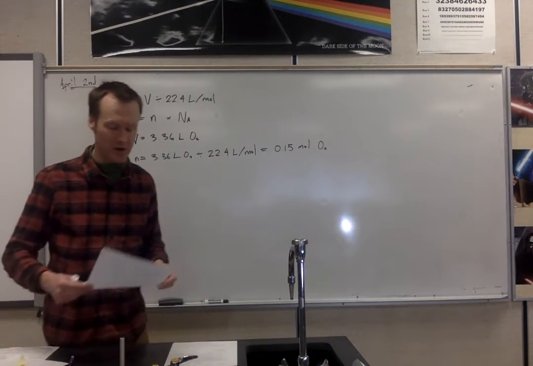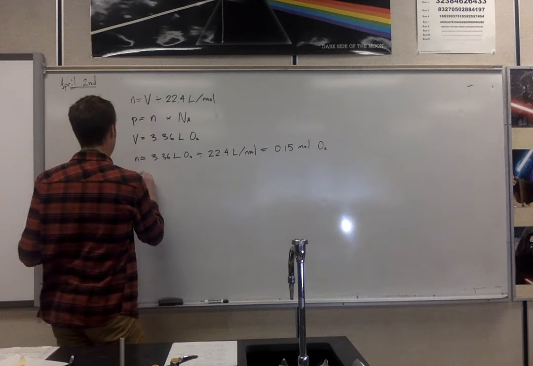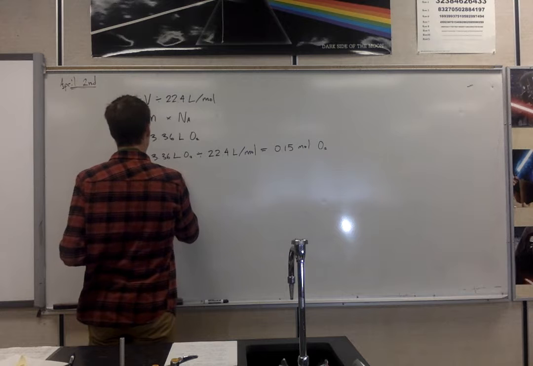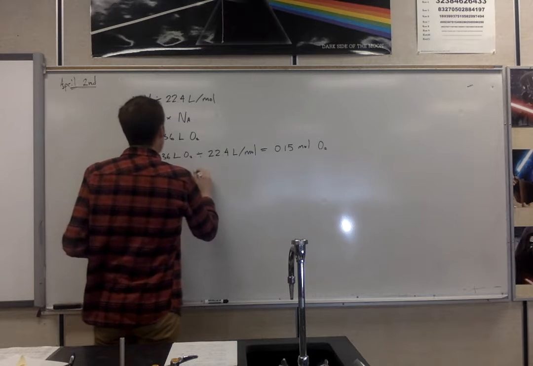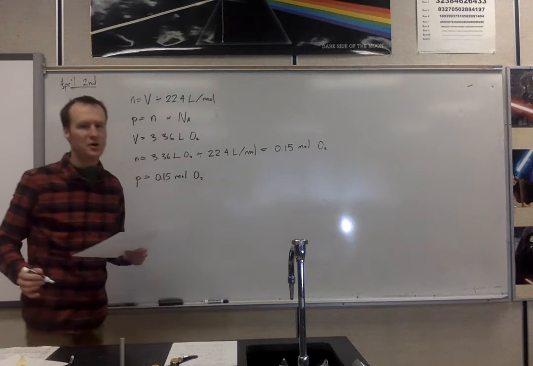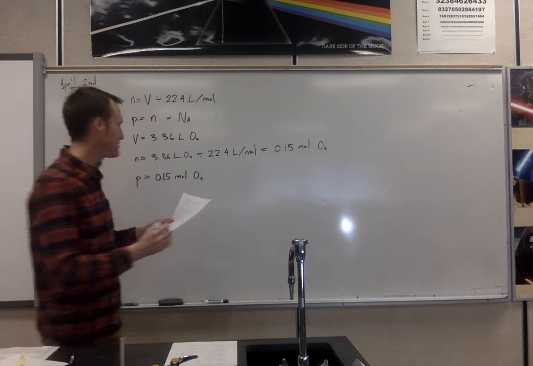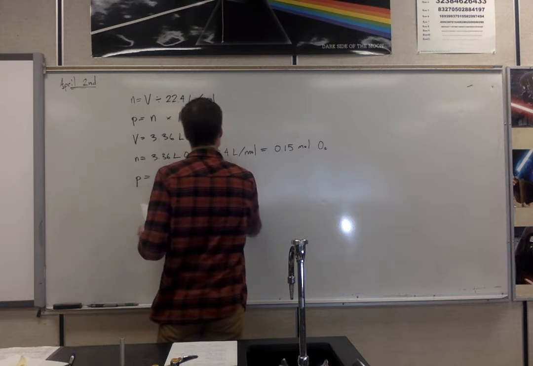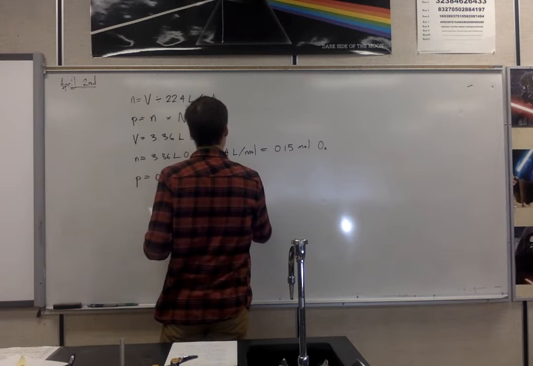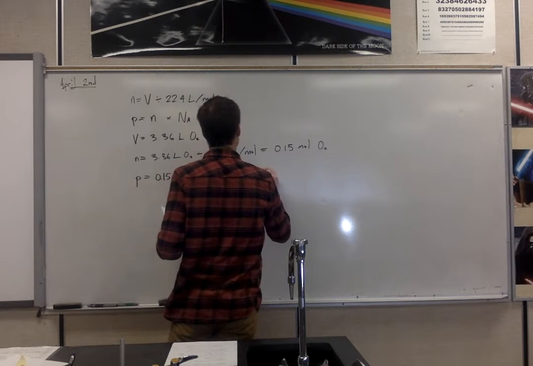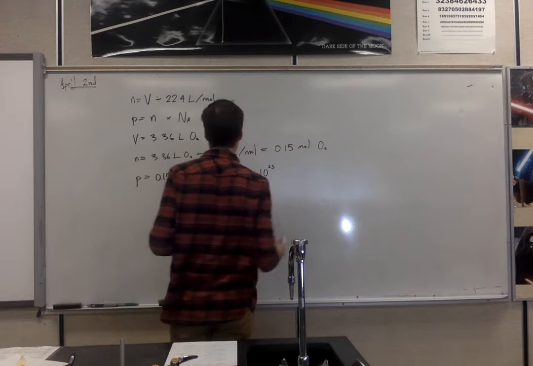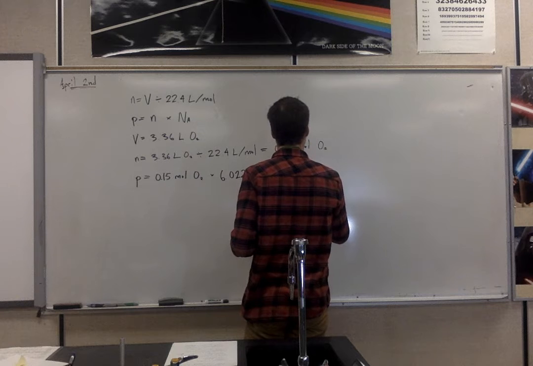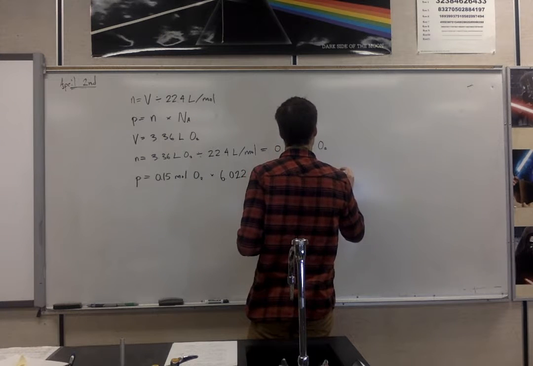Now we want to go to particles. Well, we need to use that molar amount next. There it is, 0.15 moles of oxygen times 6.022 times 10 to the power of 23 molecules per mole.